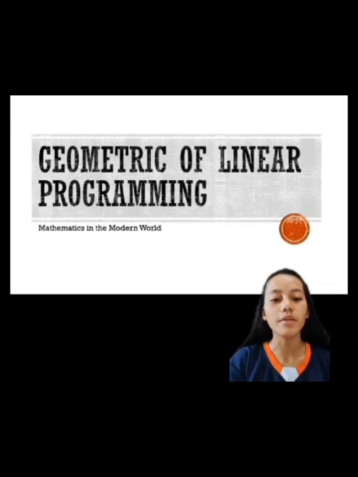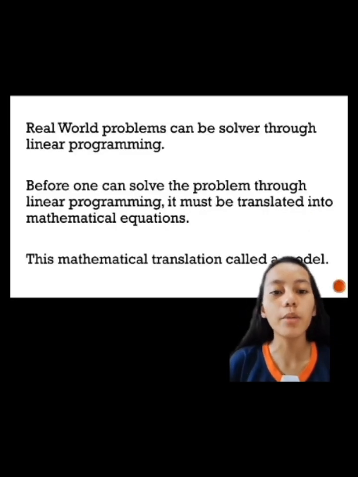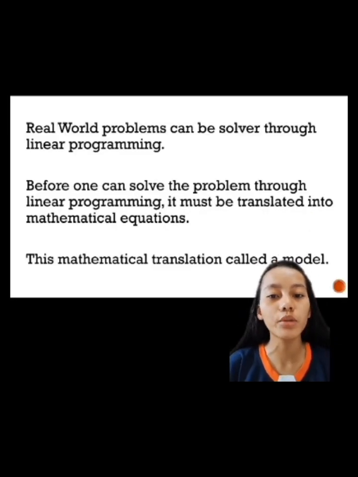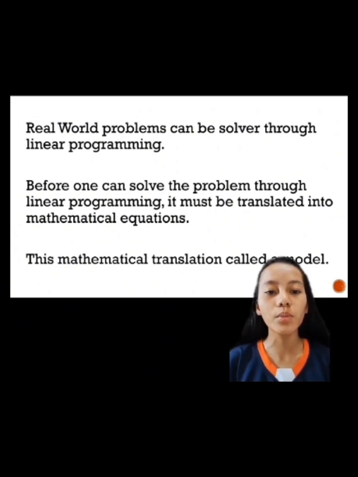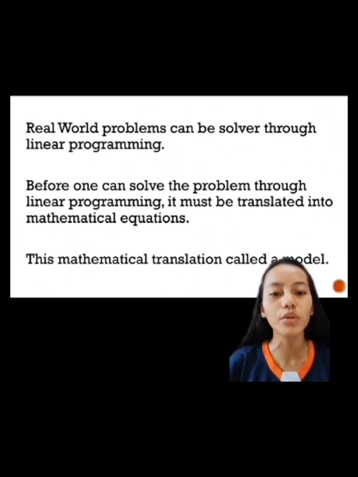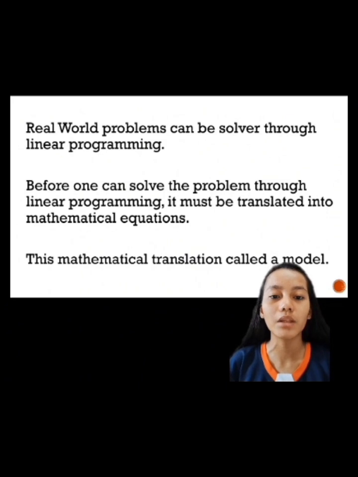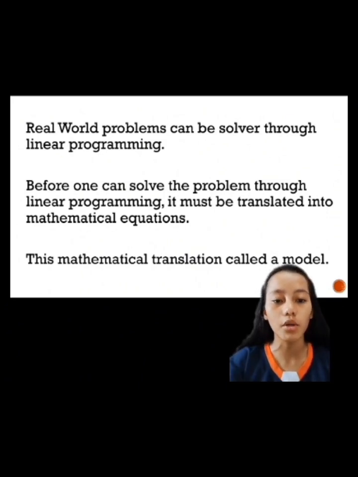Geometric linear programming is the actual application of linear programming in real-world problems. This is called modeling. Real-world problems can be solved through linear programming. Before one can solve the problem through linear programming, it must be translated into mathematical equations. The mathematical translation is called a model.